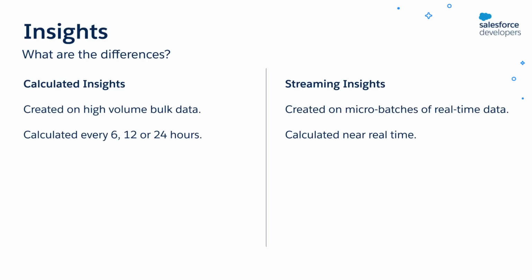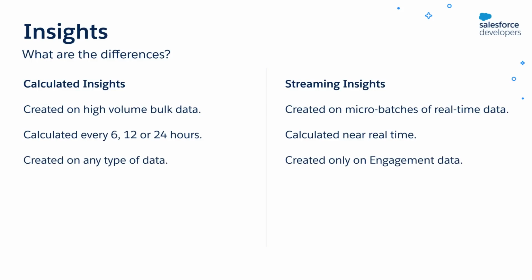Calculated insights are created on the bulk data that is stored in Data Cloud. You can configure these insights to be recalculated every 6, 12, or 24 hours. Streaming insights, on the other hand, are created on real-time data that is coming in at a specific time window. It can be from Web SDK, Mobile SDK, or the ingestion API. These metrics are recalculated in near real-time.